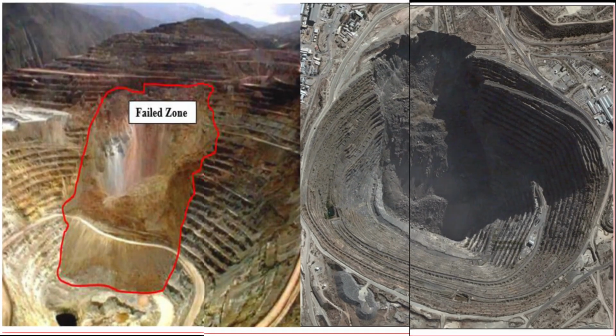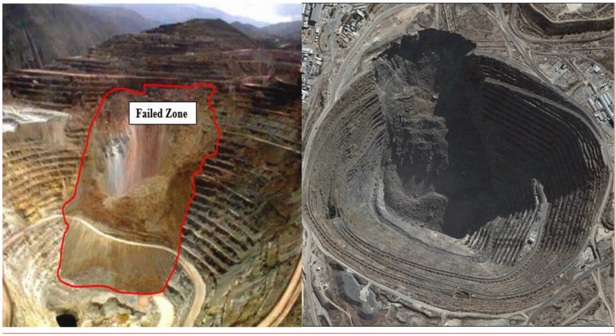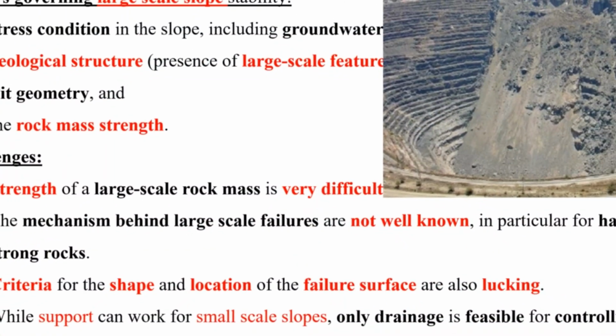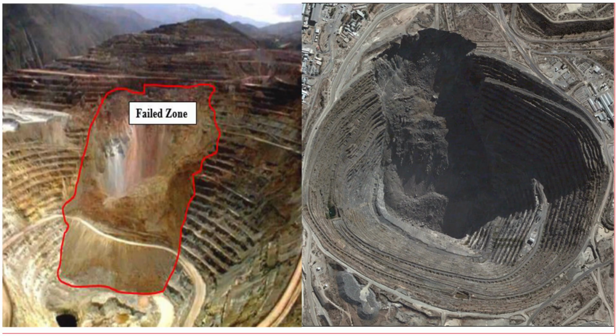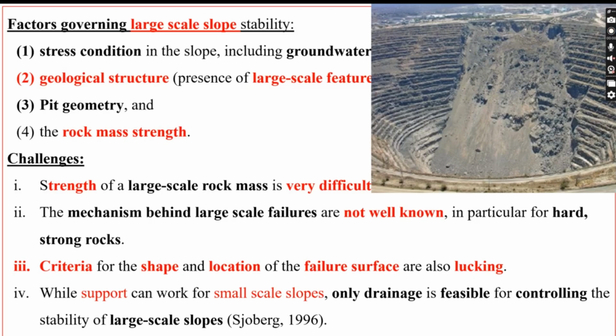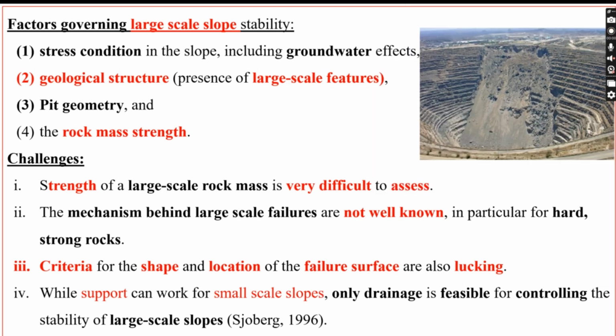Let us see the factors governing large-scale slope stability. One of the factors is the stress condition in the slope, including groundwater effects. When we say large slopes, by the way, it may be a slope with a height of up to 600, 500 meters. These are large slopes. The second governing factor is geological structures, particularly the presence of large-scale features. The other one is pit geometry. And the fourth factor is rock mass strength.